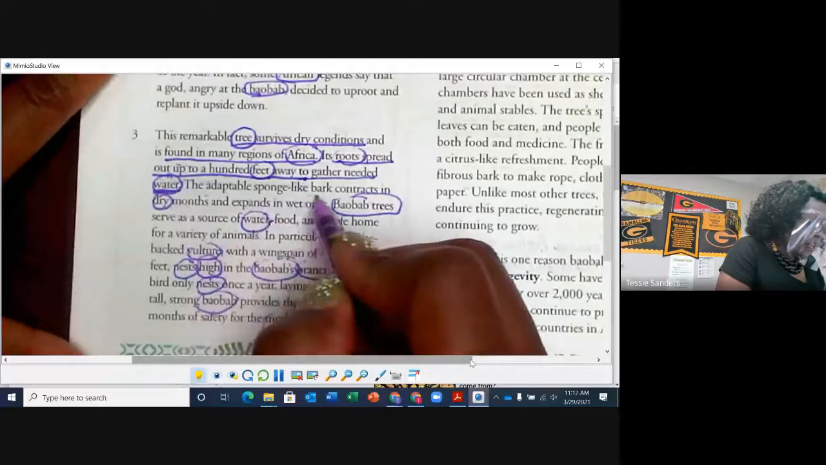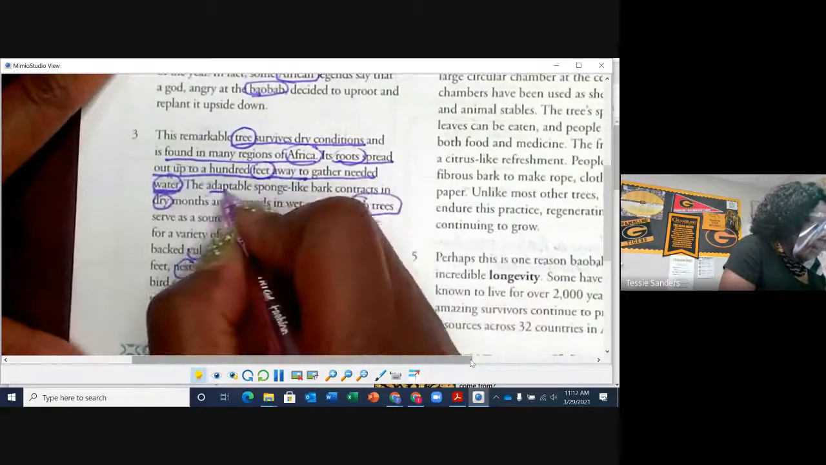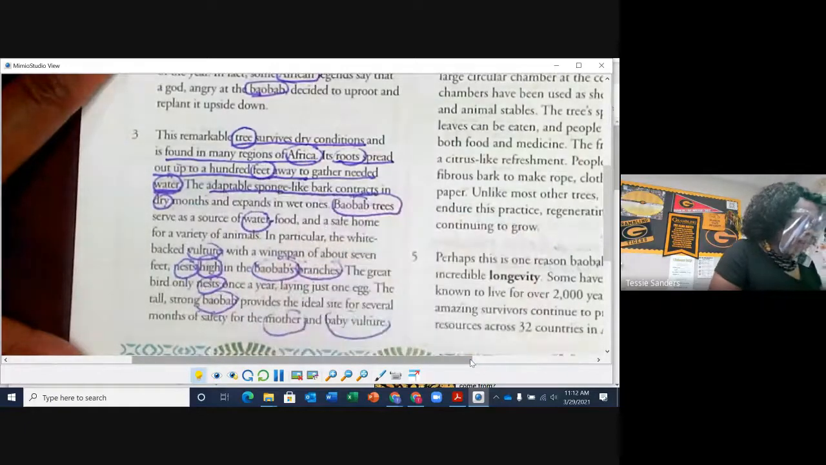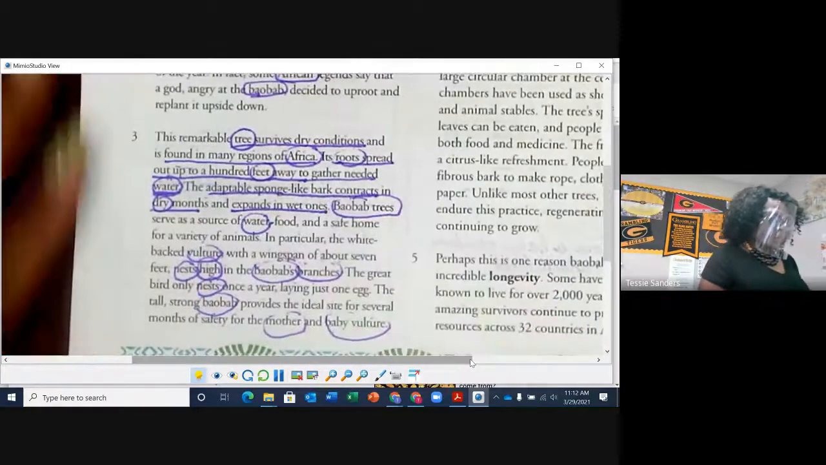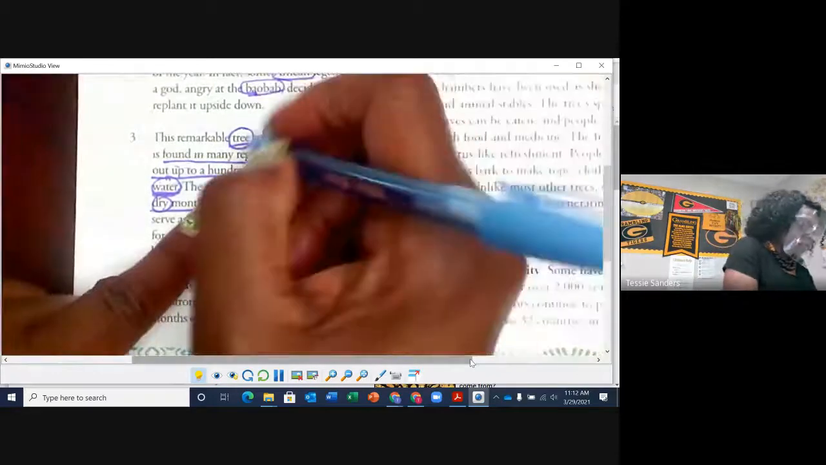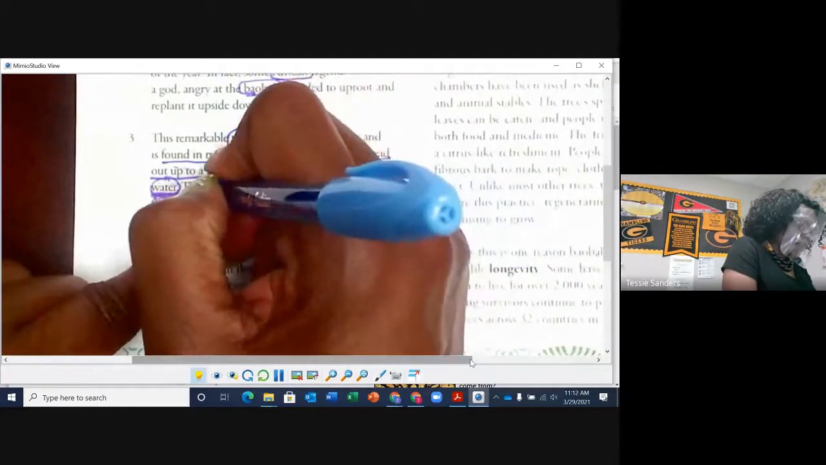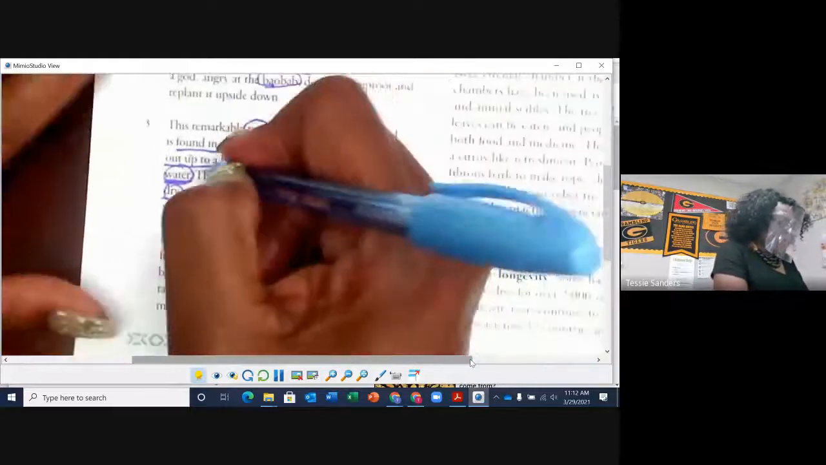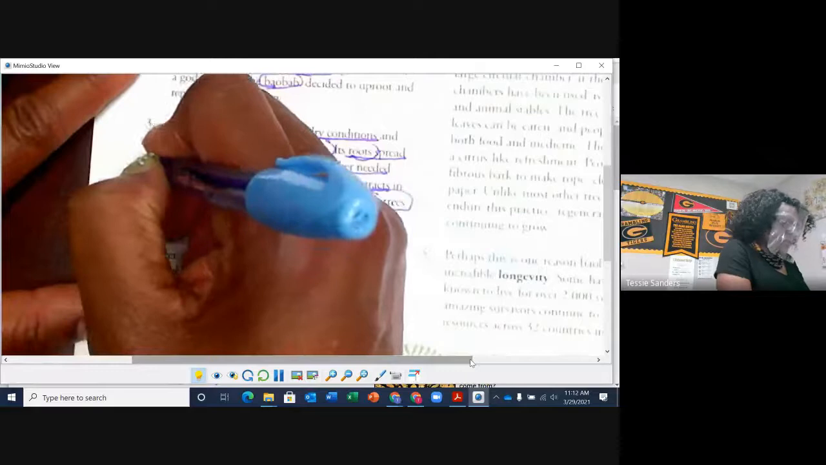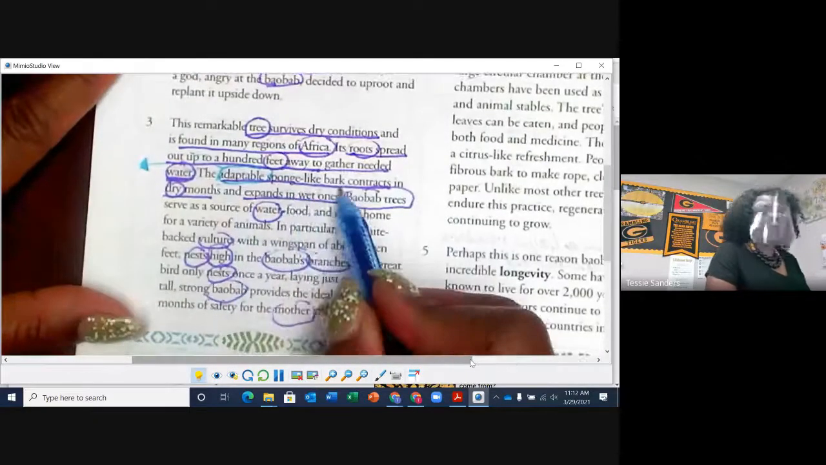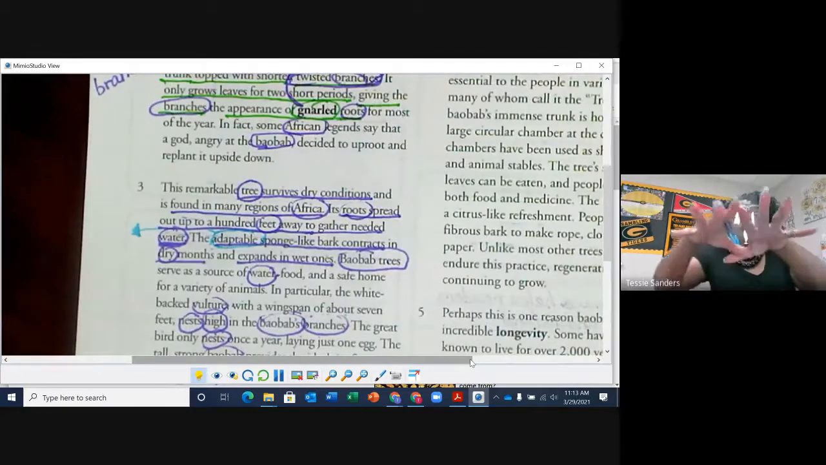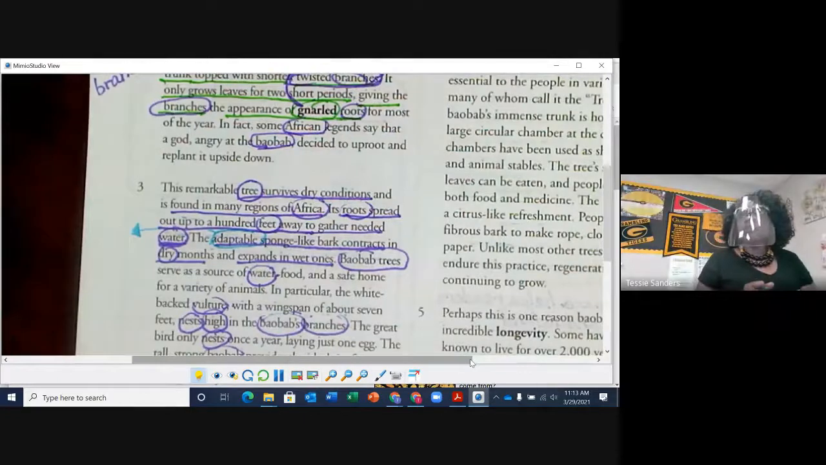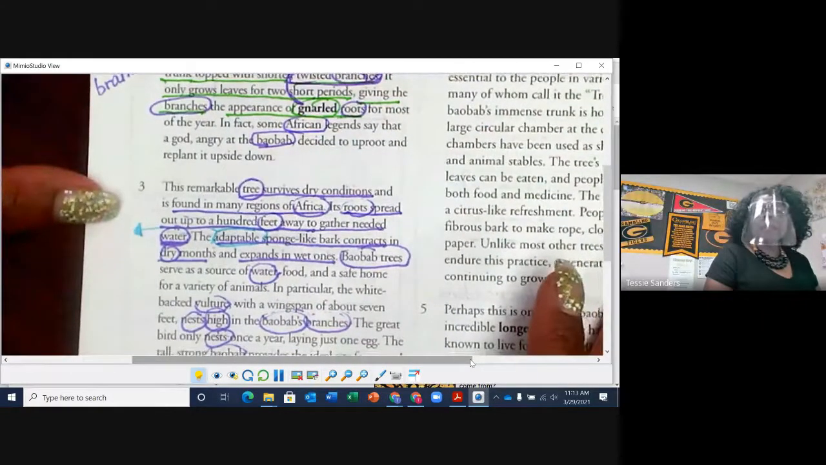The adaptable sponge-like bark contracts in dry months and expands in wet ones. Adaptable. Circle that word adaptable. We've heard of the word adapt before, haven't we? Yes, adaptable. Draw that arrow out. Let's write a meaning. What could adaptable mean? Adaptable sponge-like bark contracts when it is dry. Look at Mrs. Matlock's hands. Contracts when it is dry. It expands when it is wet. The roots do. So what could adaptable mean?